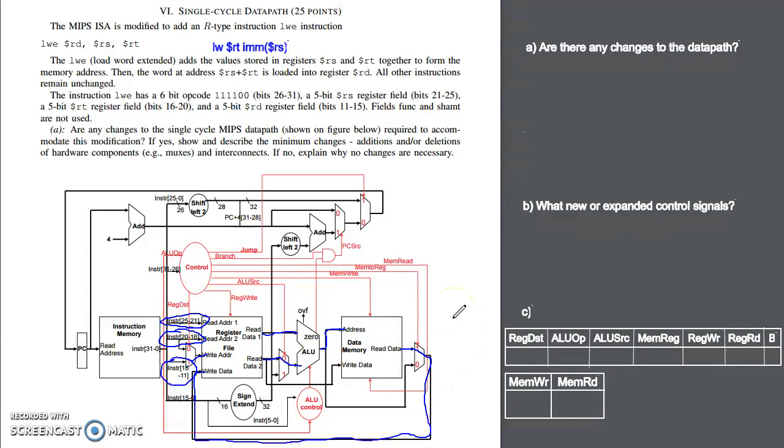So what did we do here? Really all we did was take an instruction we already had and change the control signals so that instead of adding this immediate value with RS, we'll just be adding RT with RS. So we didn't really change the data path at all. We just changed the control signals. So now we can answer the questions over here on the side. Did we change the data path? No, we didn't.